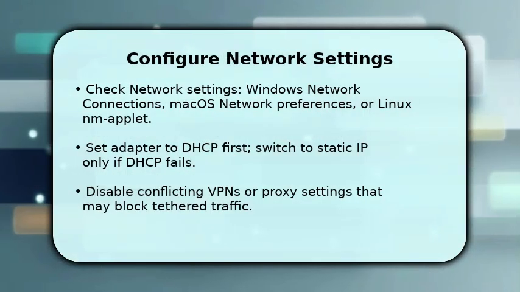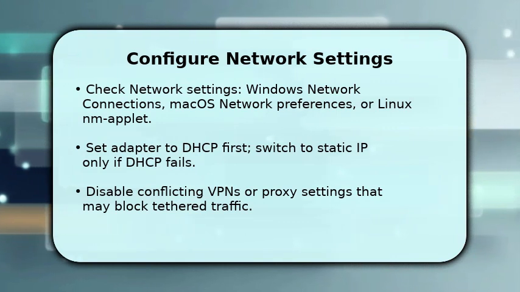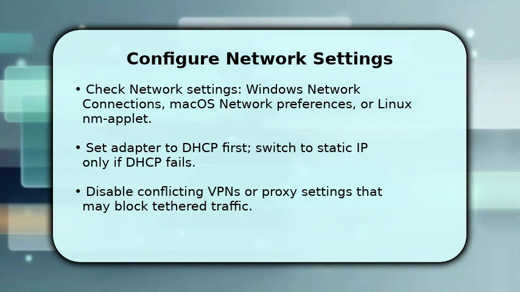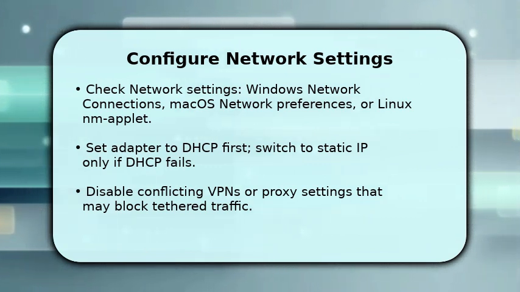Once the adapter appears, configure the connection. On Windows, open Network Connections, on Mac OS go to Network Preferences, and on Linux use your Network Manager. Start with DHCP so the phone assigns IP and DNS automatically. This is fastest and avoids manual mistakes.